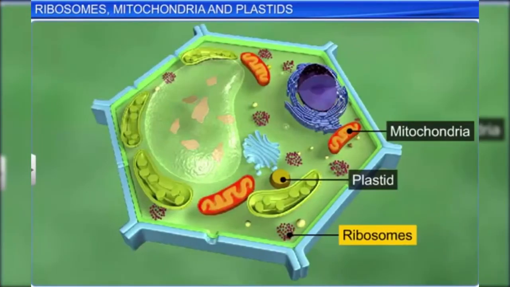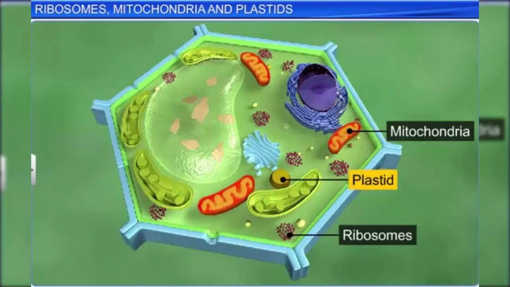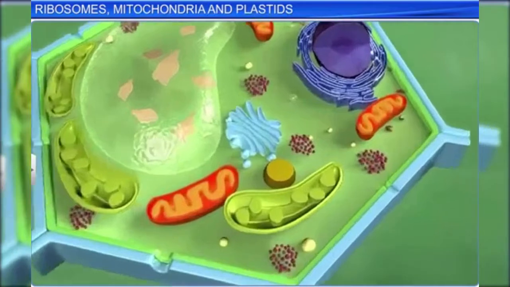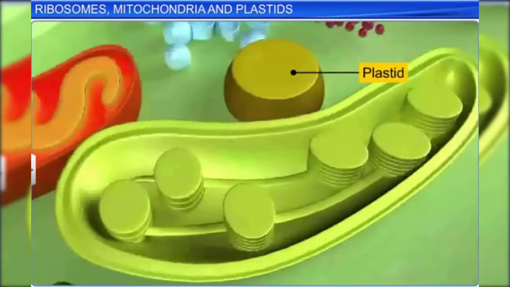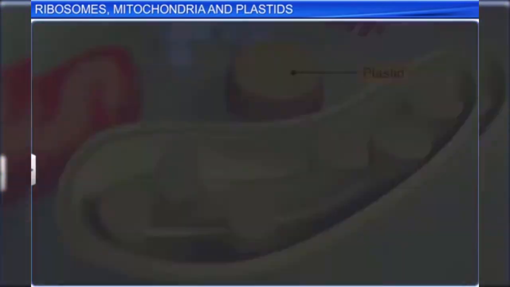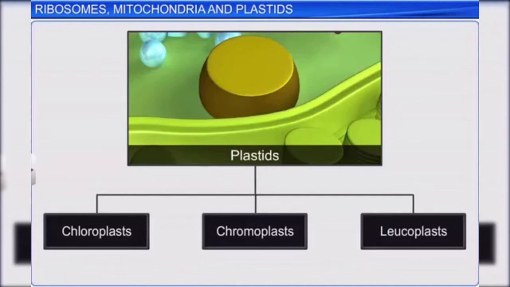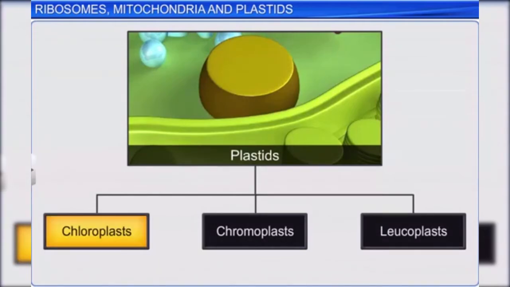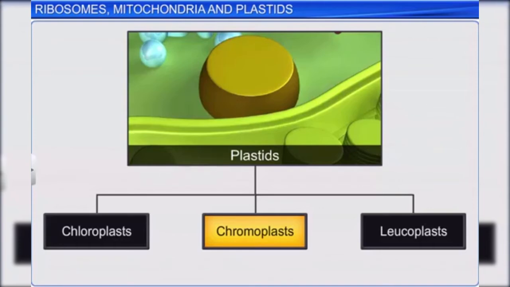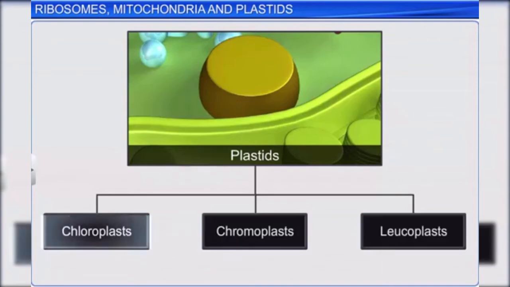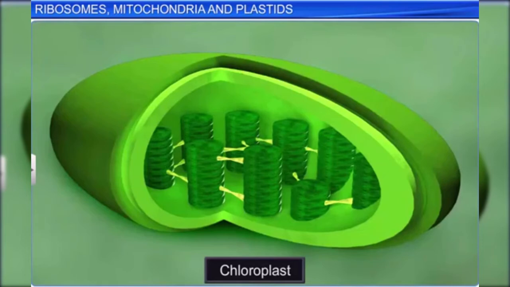Apart from ribosomes and mitochondria, plastids are also among the most important cytoplasmic organelles in plants. They are bound by a double membrane and contain pigments that impart specific colors to plants. Based on the pigments they possess, plastids can be classified as chloroplasts, chromoplasts, and leucoplasts. Chloroplasts contain chlorophyll and carotenoid pigments that capture light energy needed for photosynthesis. Moreover, chlorophyll also imparts a green color to the leaves.